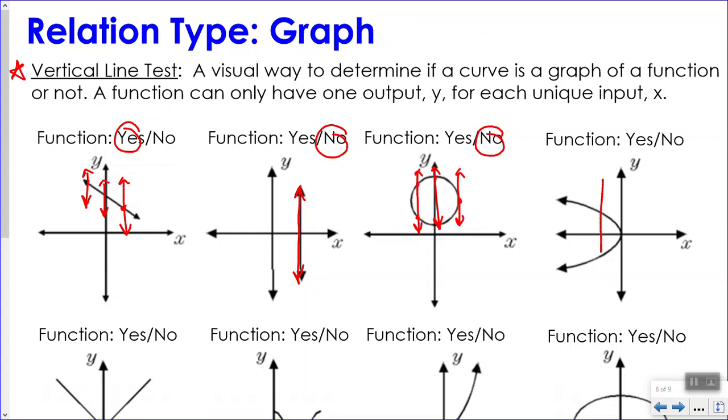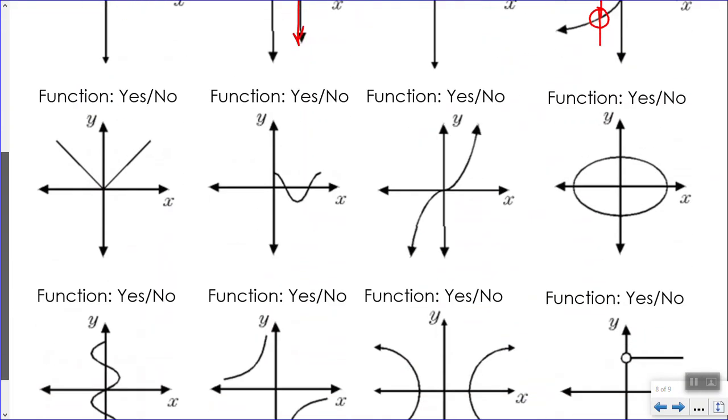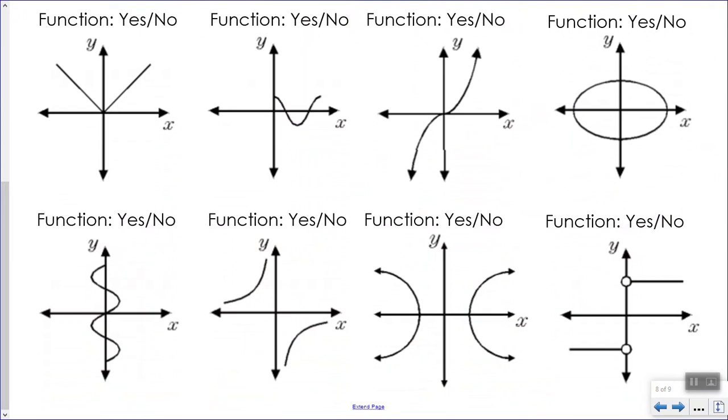With this sideways parabola, if I draw a vertical line, it crosses through the relation twice, so that's not a function. Pause the video and see if you can identify whether these 8 relations are functions or not. Go ahead and check your work.